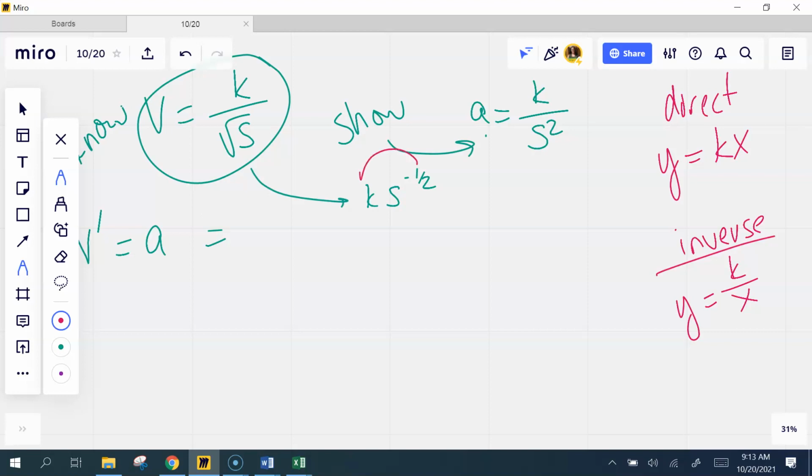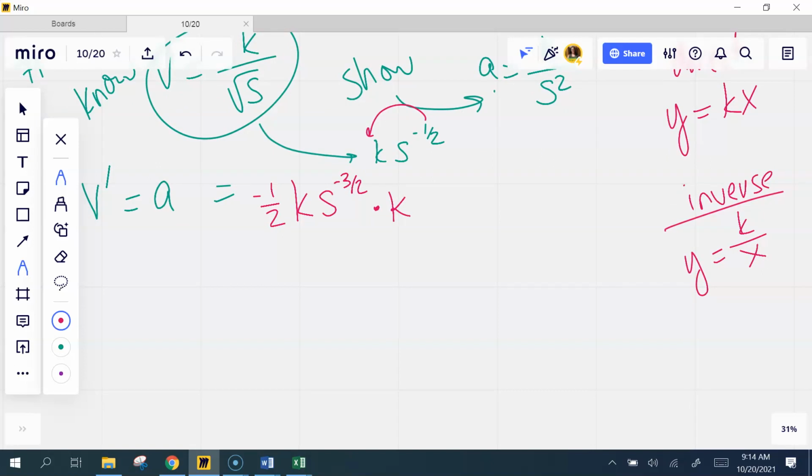All right, so this, I'm going to do power rule. So negative 1/2 s to the negative 3/2, right? Oh, I forgot. But then I have to multiply by the derivative inside, right? So I need to multiply by k because k is a constant. That's chain rule. S is the variable.